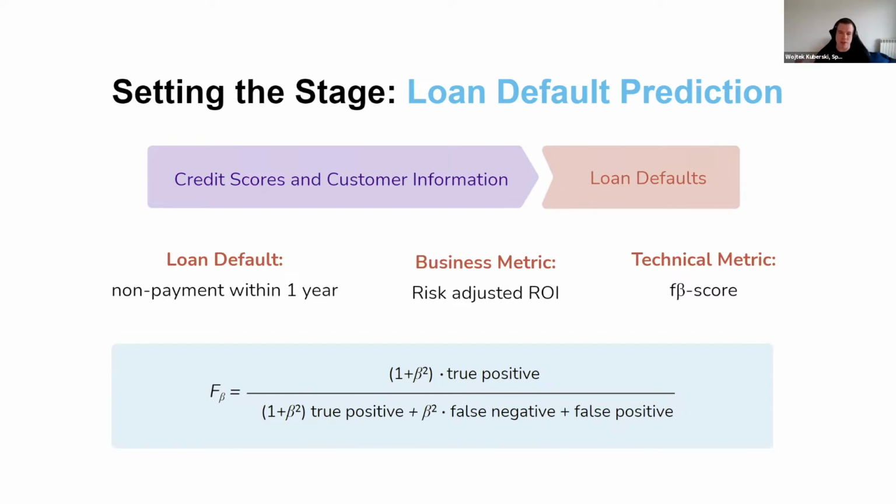We, of course, need to have a business metric in mind, and this is going to be risk-adjusted return on investment. It's just a typical metric that people in industry use to measure the impact of their models. And then, of course, we need to have a technical metric that links back to the business. And for that, we're going to, again, go with the standard F-beta score. And for those of you who are not familiar with what F-beta score is, there's a quick definition here below. So that is an example that we're just going to keep on referring to throughout the presentation.